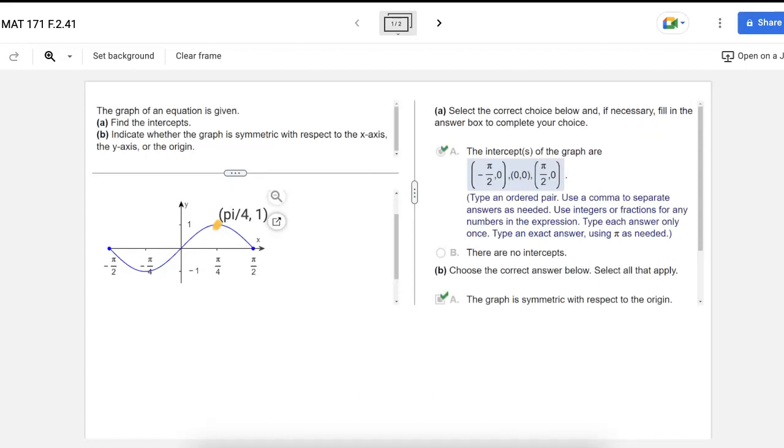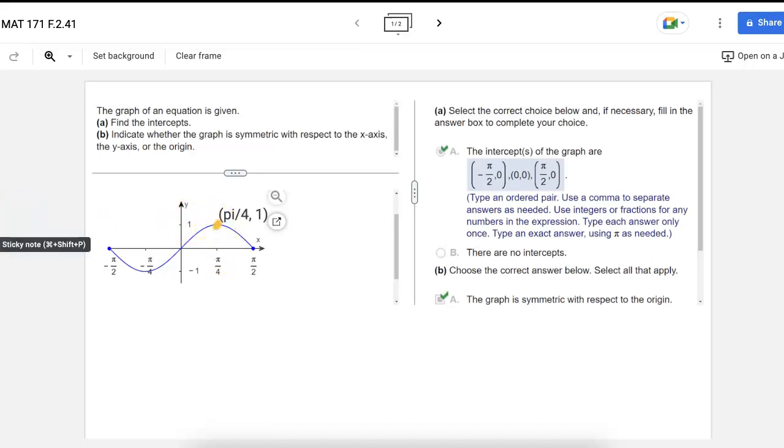So some of you may look at this graph right away and you see that rotation about the origin and realize that this is symmetric with respect to the origin. If not, I suggest pick an interesting point that is not on the x or y axis and analyze it. So in this case, I'm picking the point pi/4, 1, okay, because I can kind of read that one pretty clearly here on the graph.